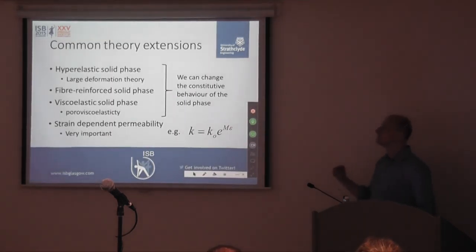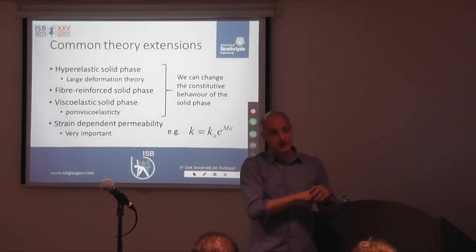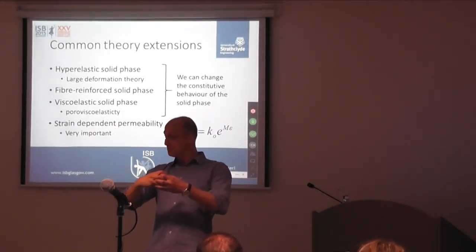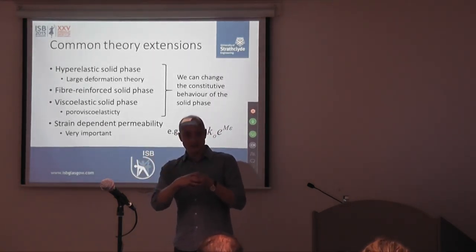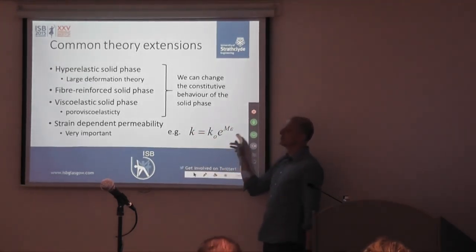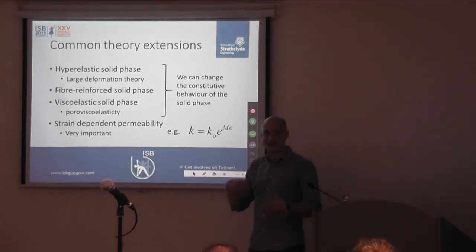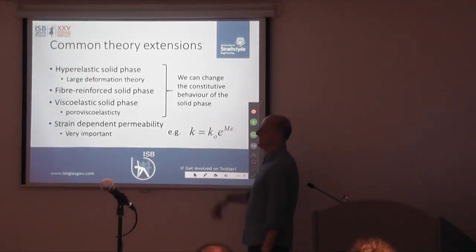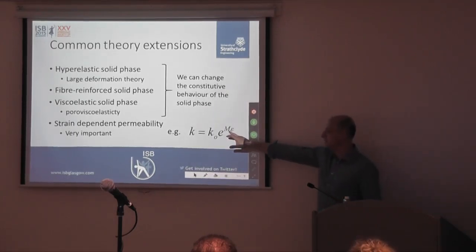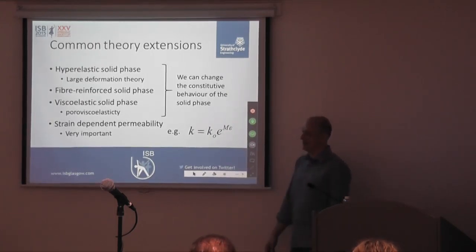An important theory extension is that permeability, how easy fluid can flow through the tissue, depends on how much you squish it. If you squish it, you compress all the pores, make the pore size really small, and therefore it's more difficult for fluid to flow through. There are lots of different equations of how that permeability varies. Most of them are empirical, very few are analytical, and an exponential one seems to work quite well. Here this is strain, this is the permeability at zero strain, and M is a parameter that needs to be found.